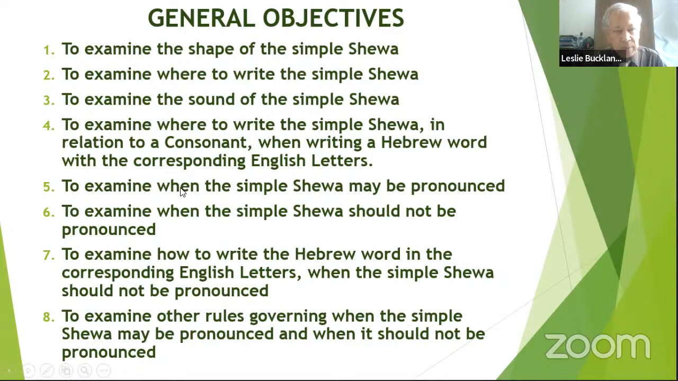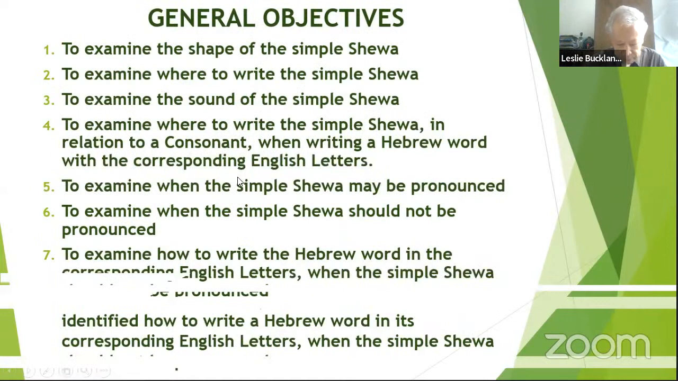Number 5, to examine when the simple schwa may be pronounced. Number 6, to examine when the simple schwa should not be pronounced. 7, to examine how to write the Hebrew word in the corresponding English letters when the simple schwa should not be pronounced. 8, to examine other rules governing when the simple schwa may be pronounced and when it should not be pronounced.